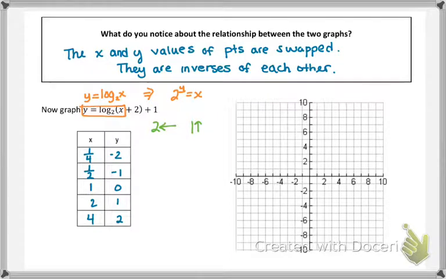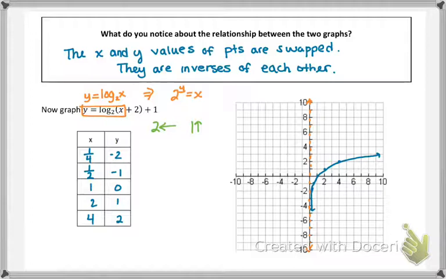And we can graph that. 1/4, -2. 1/2, -1. 1, 0. 2, 1. 4, 2. And that's the same graph that we just made. And I'm going to draw in our asymptote because that's important. That acts as a boundary line. So I know that that's the line that my graph can't cross. And I'm just taking this graph and I'm moving everything left 2 and up 1.